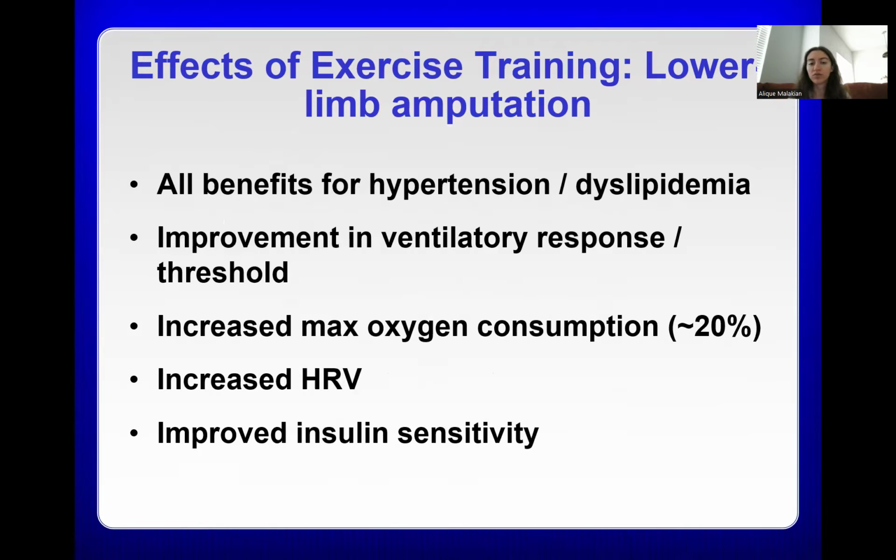Okay, how can exercise help? Again, we're not going to list every single benefit because we've talked about it, but they can expect all the benefits for hypertension and dyslipidemia, which, if the amputation was for someone with diabetes or due to diabetes complications, they probably have one or two of these. There's also an improvement in their ventilatory response and their ventilatory threshold, increased maximum oxygen consumption, and on average it's been estimated that there's a 20% increase here, which is definitely noticeable. Increased heart rate variability is another thing, and then improved insulin sensitivity, which is all good stuff.